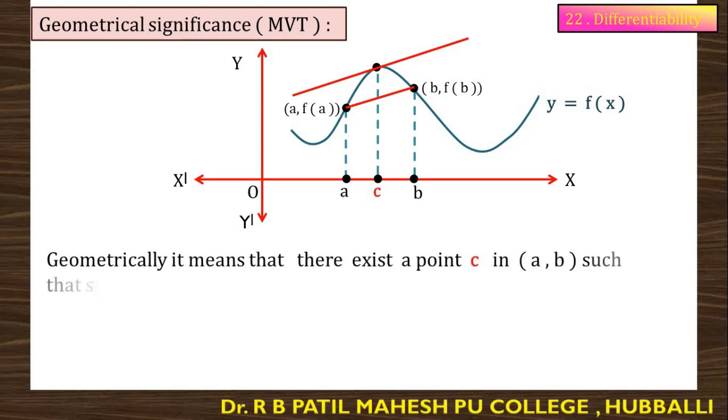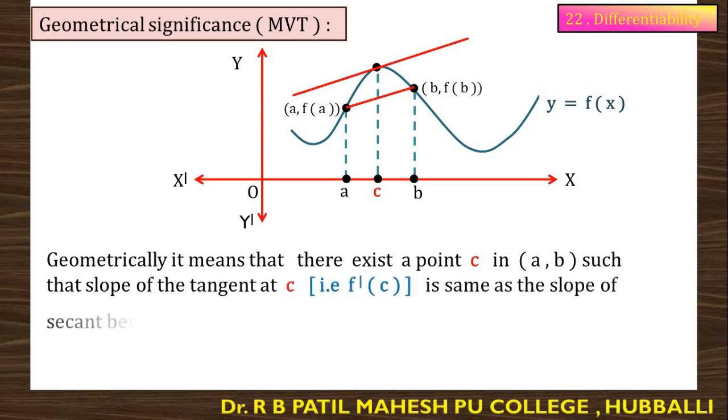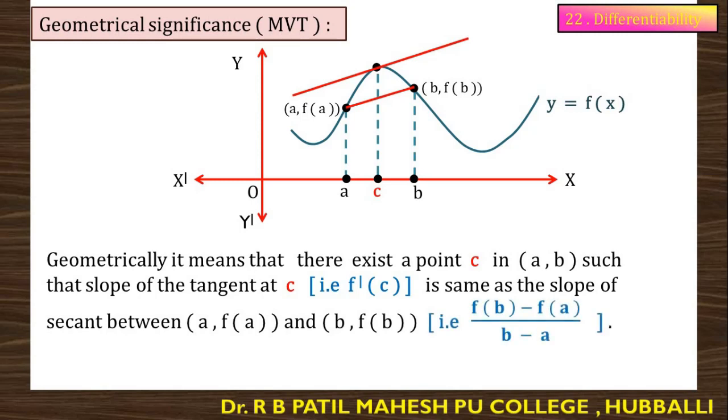So geometrically it means that there exists a point c in open interval a comma b such that the slope of the tangent at c, that is f dash of c, is the same as the slope of the secant between a comma f of a and b comma f of b. That is this operation, f of b minus f of a divided by b minus a. I hope you understood the geometrical meaning of the mean value theorem.